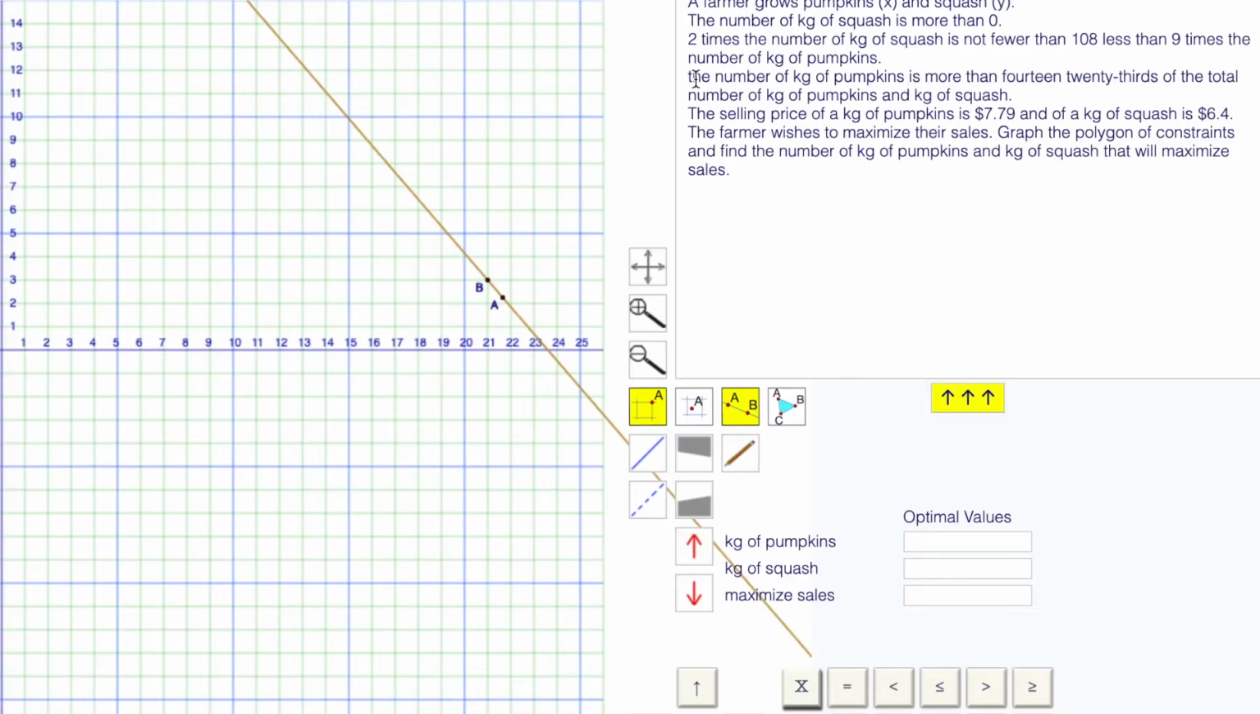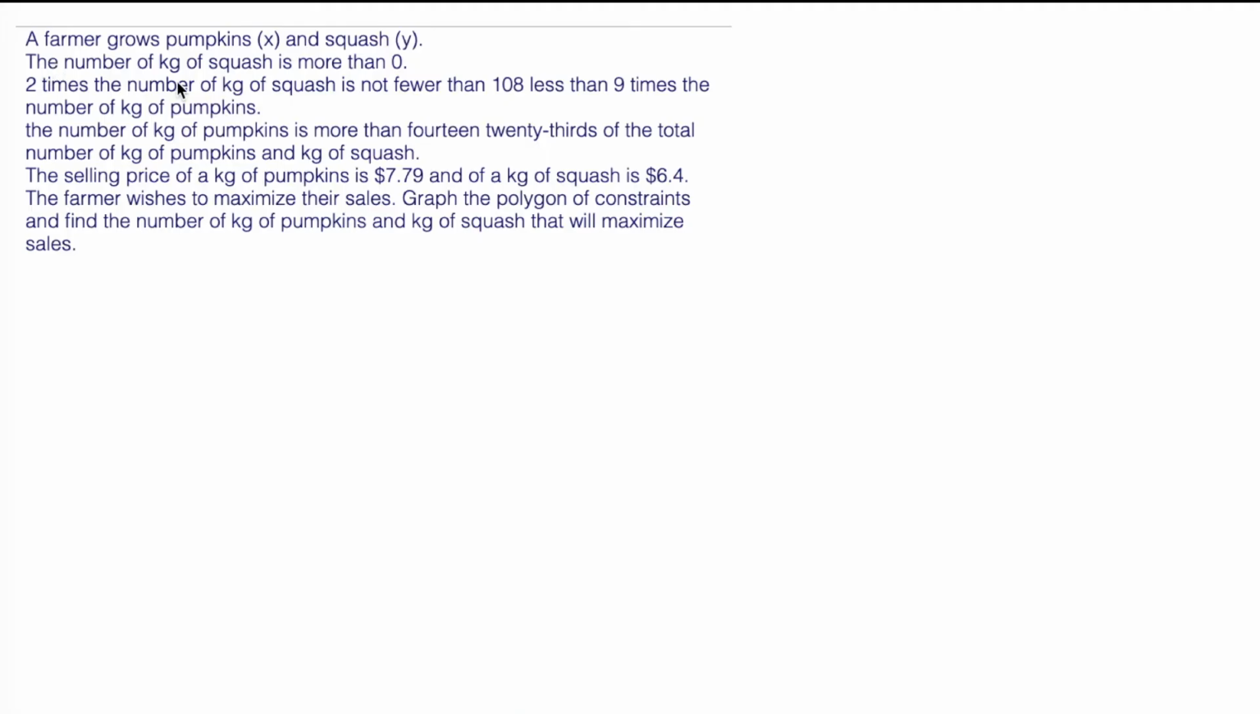and squash. The selling price of a kilogram of pumpkins is $7.79 and a kilogram of squash is $6.40. The farmer wishes to maximize their sales. Graph the polygon of constraints and find the number of kilograms of pumpkins and kilograms of squash that will maximize sales. The number of kilograms of squash, that's Y, is more than 0. So we have Y is greater than 0, like that.